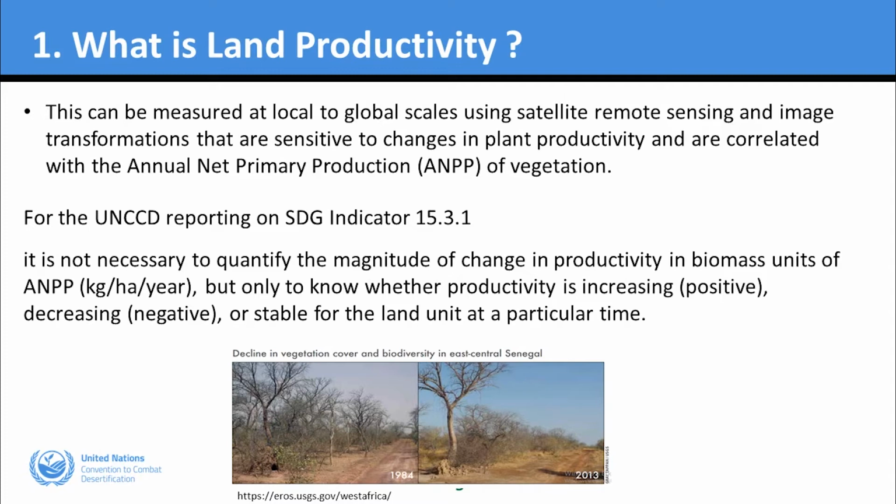Specifically for the UNCCD reporting on SDG indicator 15.3.1, it is not necessary to quantify the magnitude of change in productivity in biomass units of annual net primary product as kilogram per hectare per year, but only to know whether productivity is increasing, positive change, or decreasing, negative change, or stable for the land unit at the particular time.